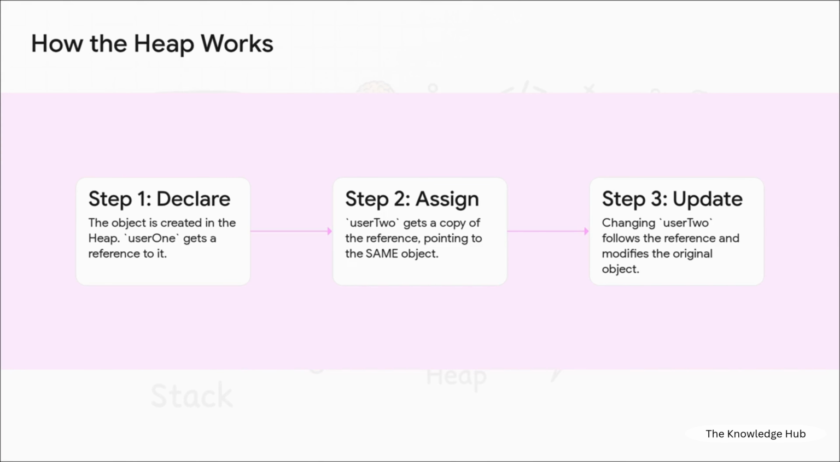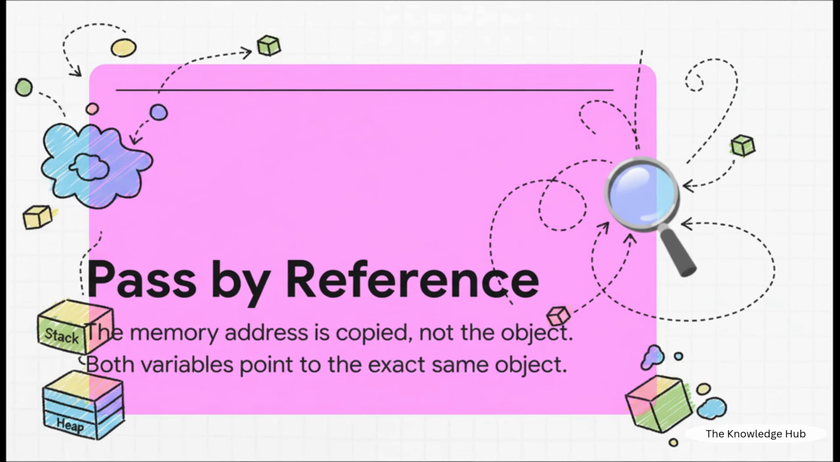Step 1, the actual object data is stored in that big open heap. The user1 variable on the stack doesn't hold the object itself, it just holds a reference, like a little signpost pointing to the object's location in the heap. So, when we create user2, JavaScript doesn't copy the object, it just copies the signpost. Now both variables point to the exact same object. So when you change the email through user2, you're actually changing that one original object that user1 is also looking at. And this, as you might guess, is called pass-by reference.